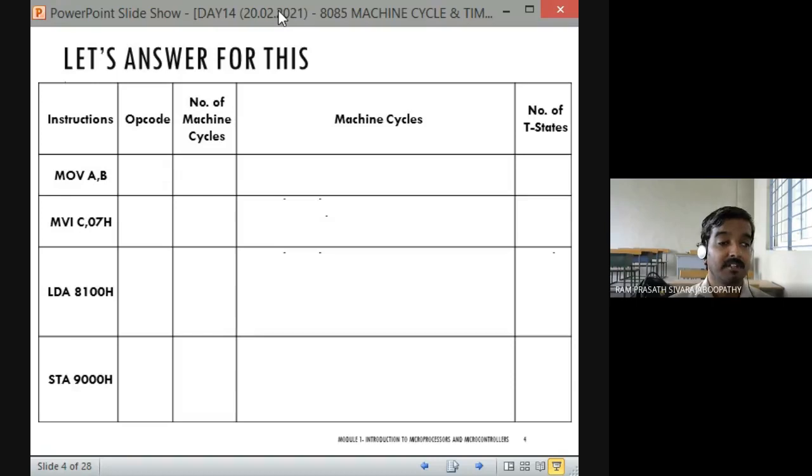For the first instruction, MOV A, B, how many bytes is the instruction? Yes, very good. It's a 1 byte instruction, so we have only the opcode. So how many machine cycles are involved in this particular instruction? First, it has to fetch the first byte, that is the opcode. Definitely it needs 1 machine cycle.